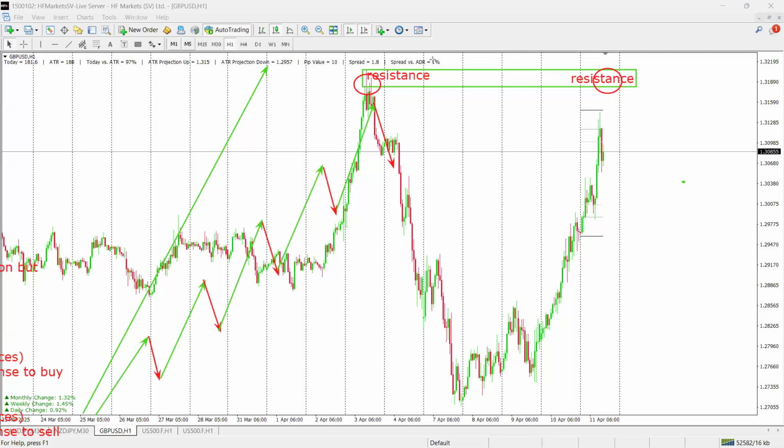Now, when you look here, look at this starting point, and look at this peak point. Look at this starting point here. This is also a peak point. Now, under normal circumstances, this should not happen. But in some cases, it can happen.